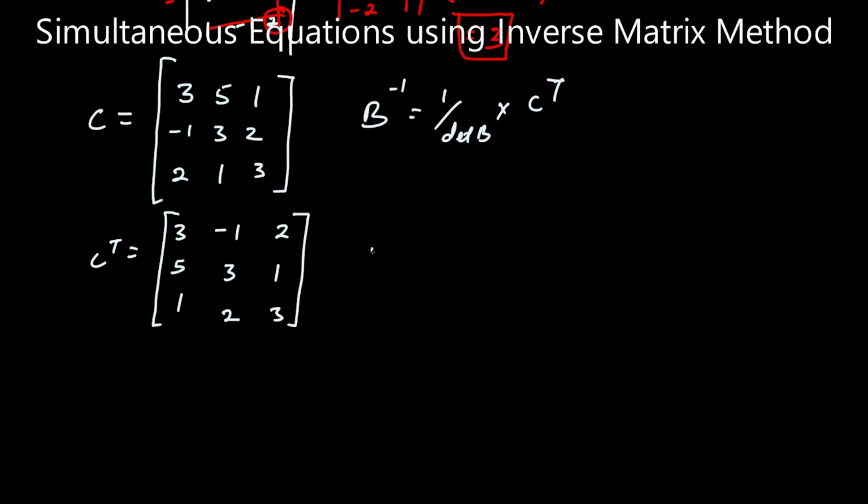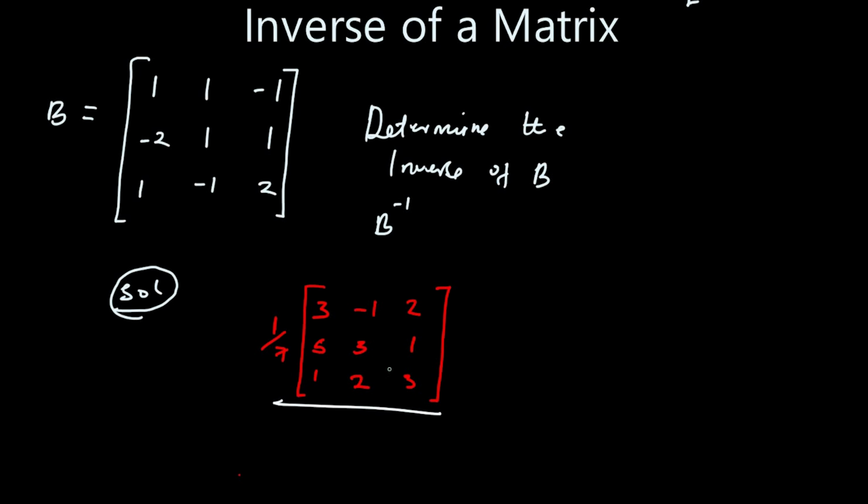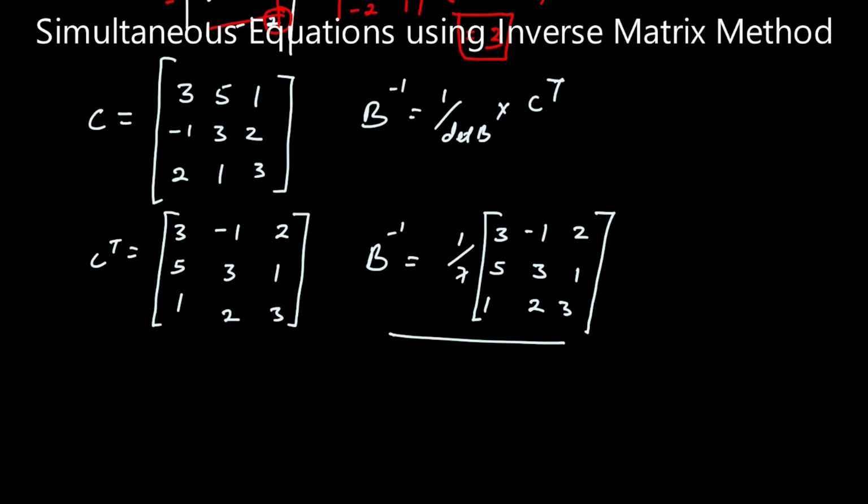So that now our B inverse, remember that the determinant of this matrix was 7, so it's going to be 1 whole over 7 multiplied by C transpose, which is 3, minus 1, 2, 5, 3, 1, 1, 2, 3. And this is the same solution that I had given in our previous question as the answer for the inverse of the matrix. So up to that point, you should have confirmed whether you solved that question correctly, and if not, then you had an opportunity to correct that.